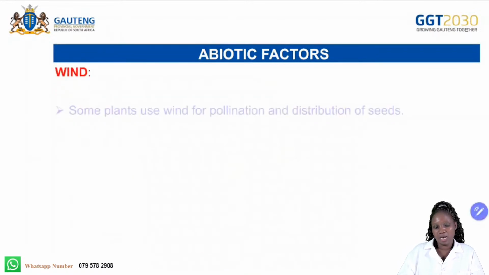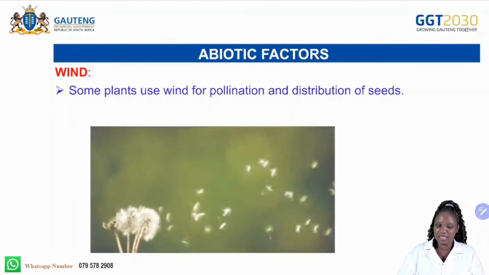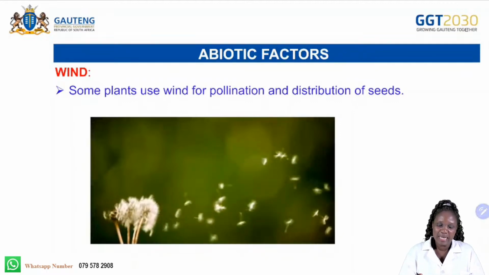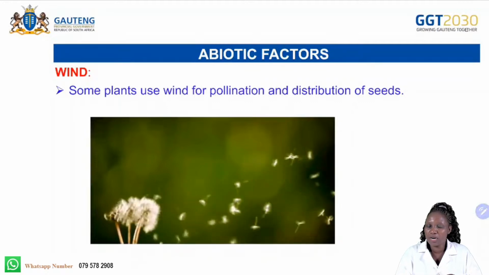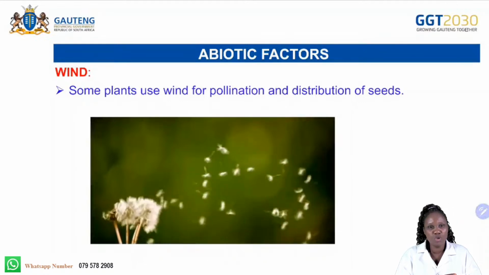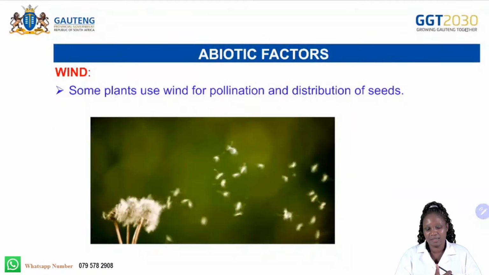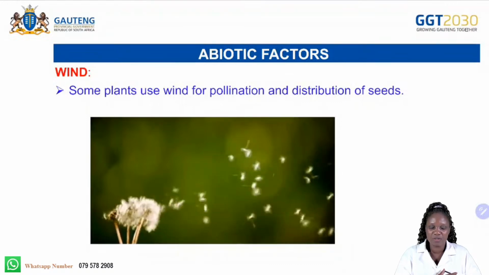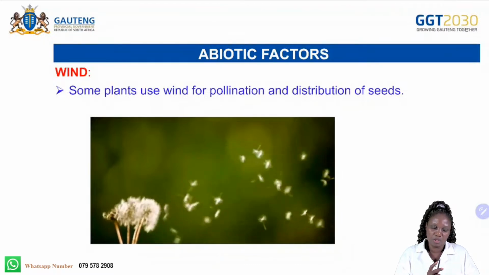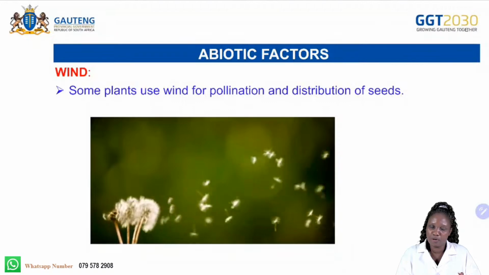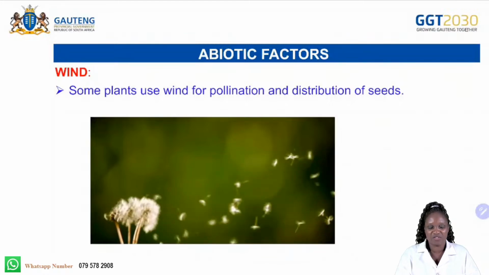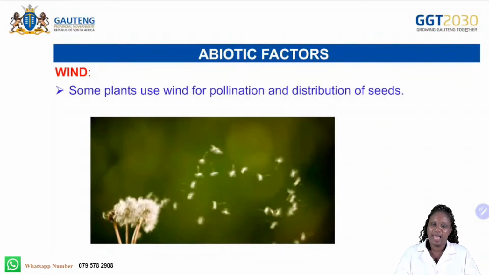And then let's look at abiotic again. We've got the wind. It is abiotic. Why are we saying it is abiotic? It is because it is non-living. Some plants use wind for pollination and distribution of seeds. Therefore, we can see the use of abiotic factors. These are very useful because now the seeds are being dispersed for pollination. Okay, the wind will aid in the pollination and also in the distribution of seeds. This is very important.